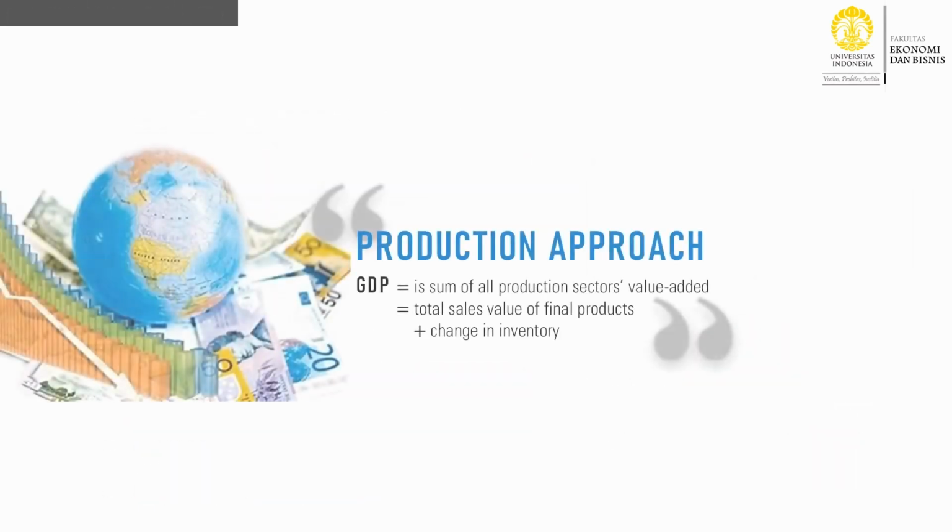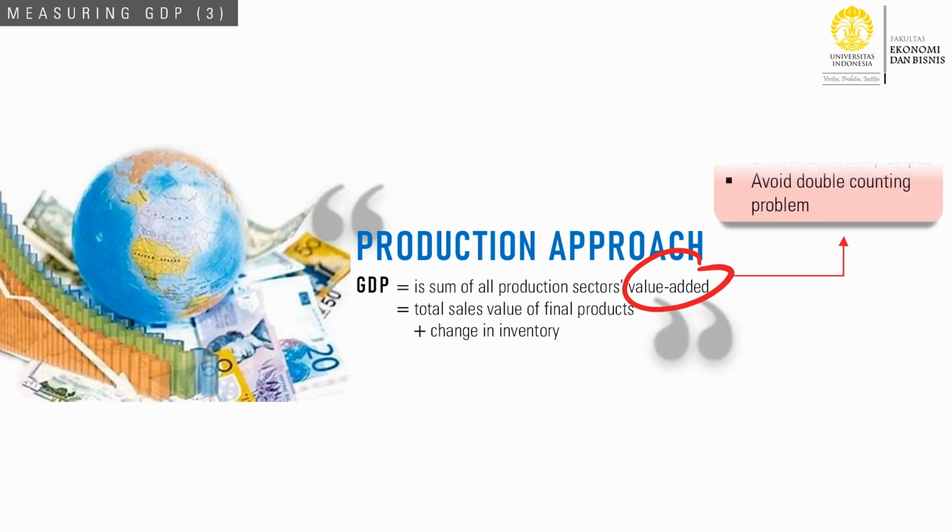The last approach is called the production approach. We may sum the value added of all sectors of production or sum the total sales of all final products and the changes in inventory. Summing the value added means we omit the value of all output that served as input of production. Therefore, the double counting problem can be avoided. Summing the value added will be just the same as summing the total sales of all the final products. Both represent the market value of the final products.